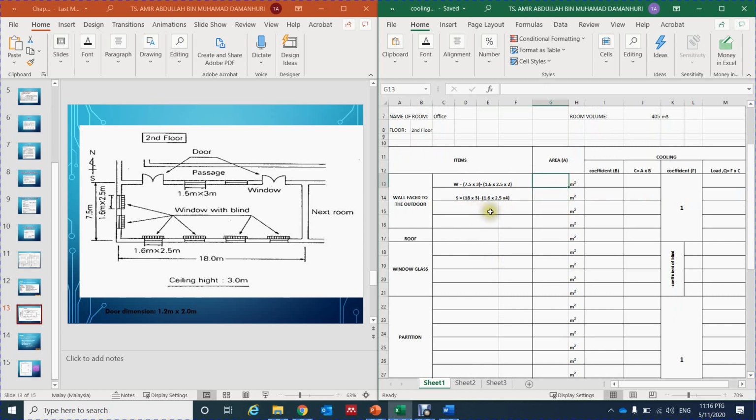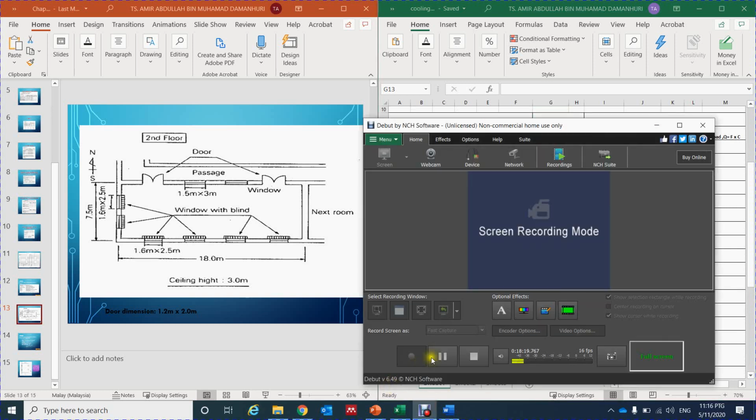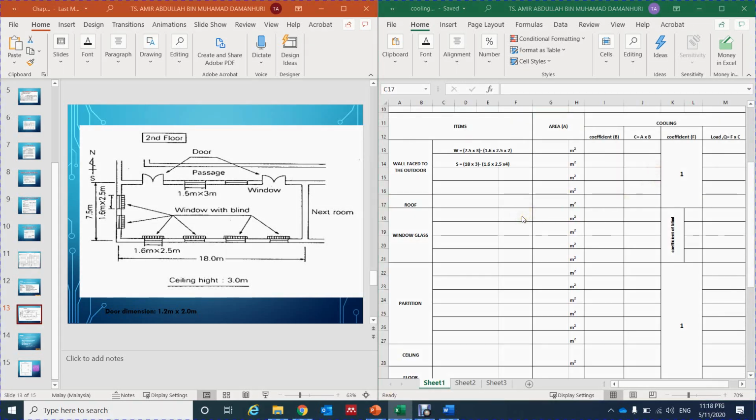to fill in the items first before I find the area and the coefficient of B, but it still depends on you guys, either you want to complete one by one or you want to complete the items first. Now we have completed the items on the wall facing the outdoor. We will calculate the area afterwards, but now let us fill in the items first. For the roof, it is on the second floor, so I don't think we will put any items here.